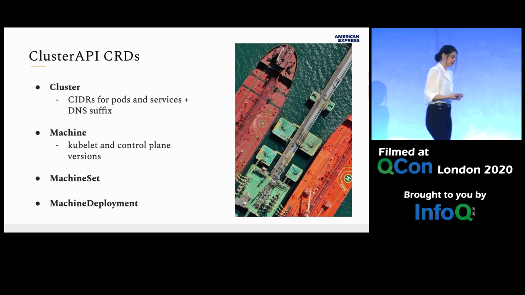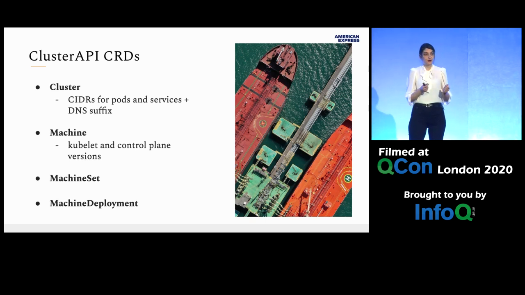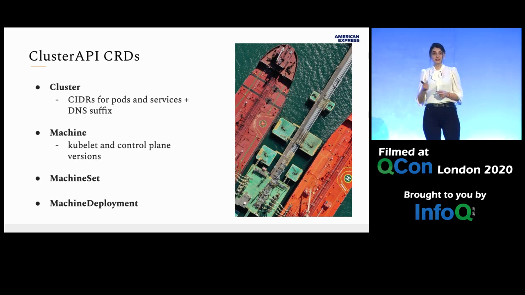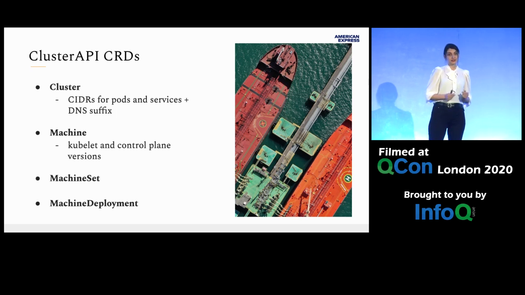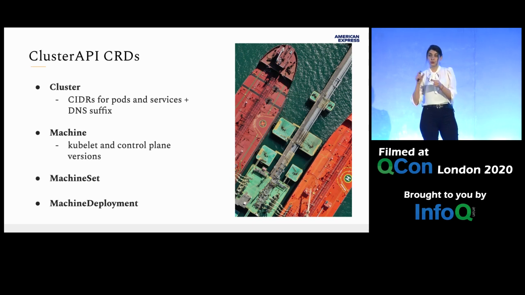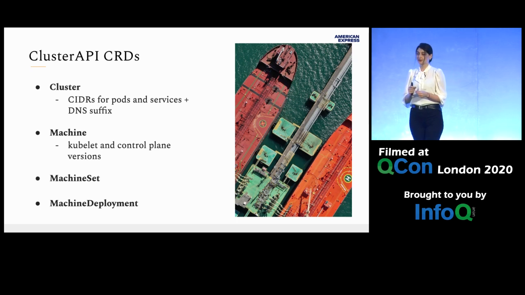Now, as mentioned, Cluster API introduces 4 new resources: cluster, machine, machine set, and machine deployment. The cluster resource is going to allow the higher level configuration of a cluster. We'll be able to specify the subnets for our pods and services, as well as any DNS suffix if you have any. The machine configuration is going to be very similar to a node configuration. We'll be able to say what version of Kubernetes we would like to run, but at the same time say what region we'd like our instance to run in, or any desired instance type.